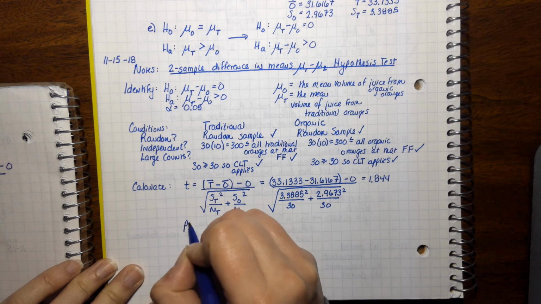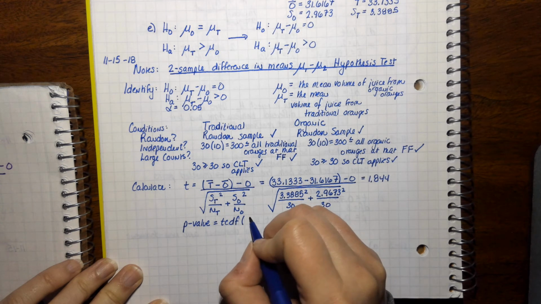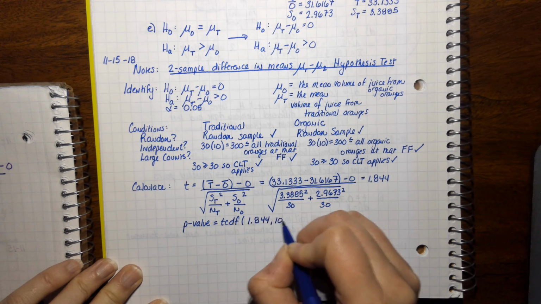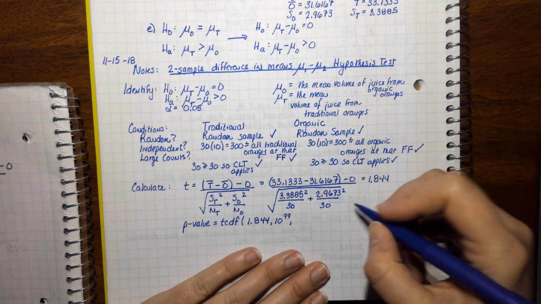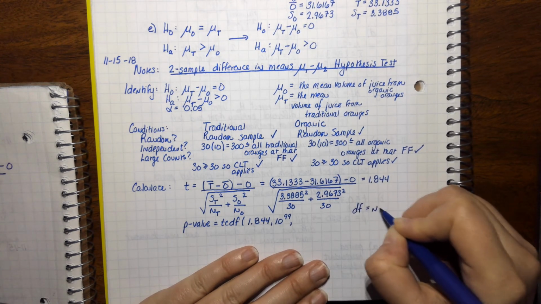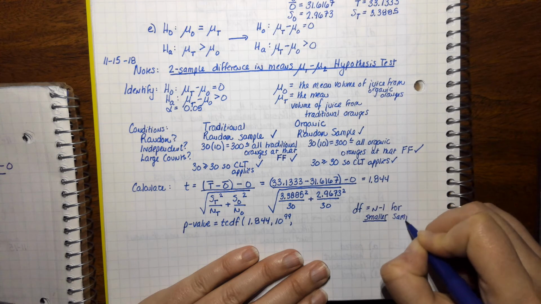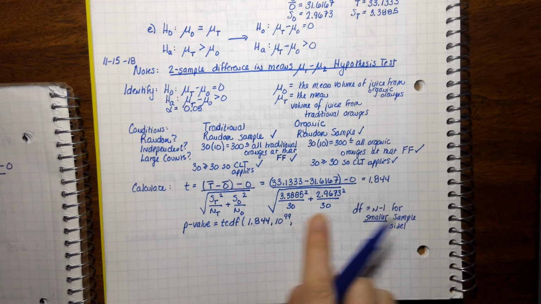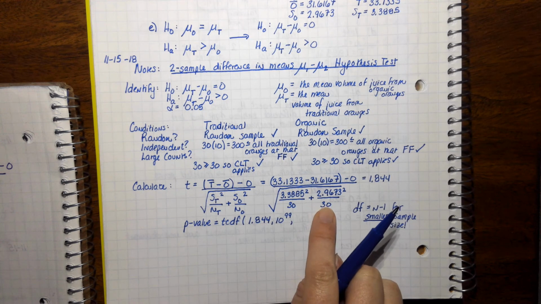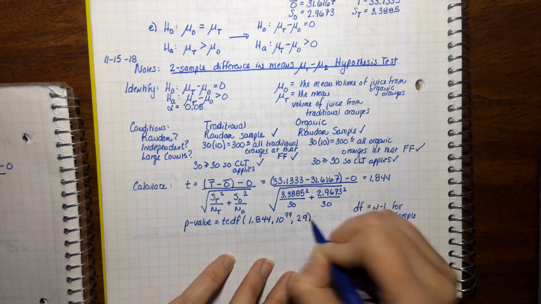Okay, and p-value, tcdf. It is positive, so I'm going to go 1.844 to positive infinity. Now here's the next question: what the heck is the degrees of freedom in this case? What you want to do is be conservative, so degrees of freedom equals n minus 1 for the smaller sample size, the smaller of the two. So let's say this sample size was 50 and this one was 20. You would take the smaller one of the two and go n minus 1, so your degrees of freedom would be 19 in that case. They're both equal in this one, so 29.